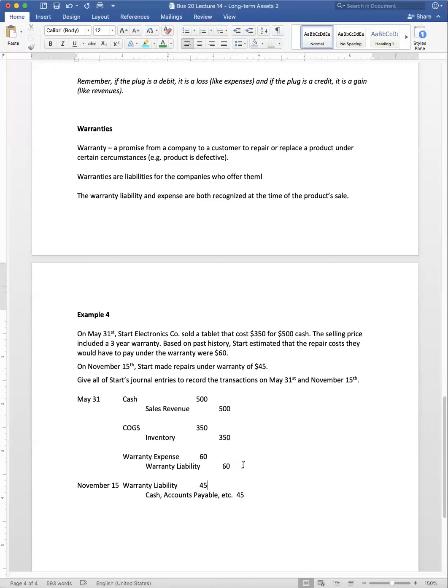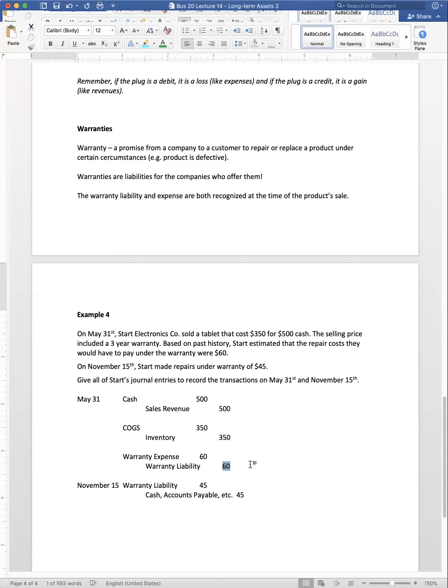Well, there's a difference because this warranty amount here, this $60 in advance, was a guess. It was an estimate, right? We don't actually know in advance how much we're going to have to pay for warranty repairs. But we estimated that this would be $60 because of our past history. We've been selling these products for a while. Now, this $60, this estimate is an average.